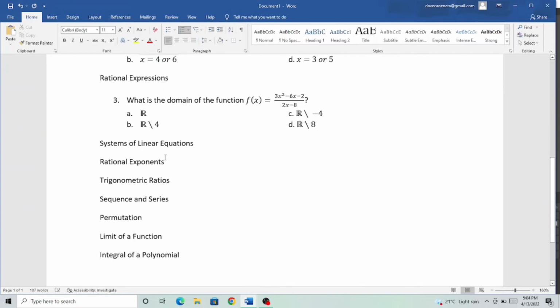So that's pretty much it for our item number 3. So let's highlight the correct answer. That's it. So for the next item, the systems of linear equations.